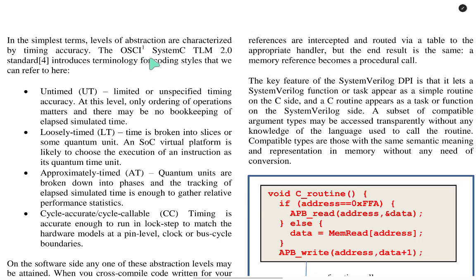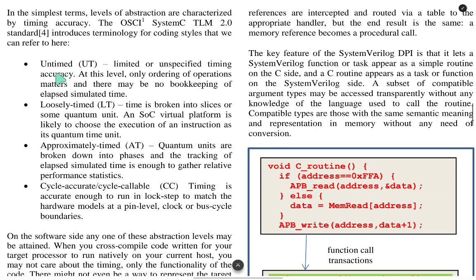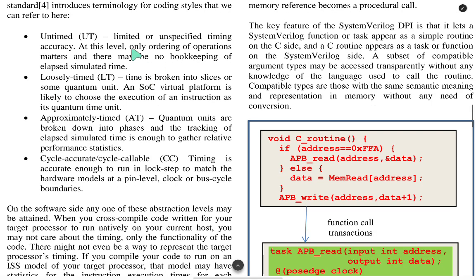The OSCI SystemC TLM 2.0 standard introduced terminology for coding styles that we can refer to here. UT, untimed: limited or unspecified timing accuracy. At this level, only the ordering of operations matters, and there may be no bookkeeping of elapsed simulation time. Next is loosely timed, LT. Time is broken into slices or some quantum unit. An SoC virtual platform is likely to choose the execution of an instruction as its quantum time unit.